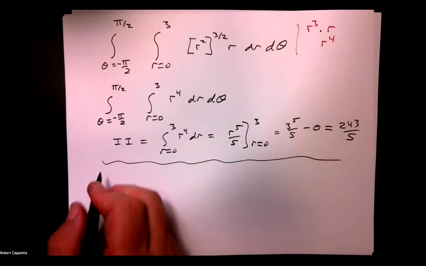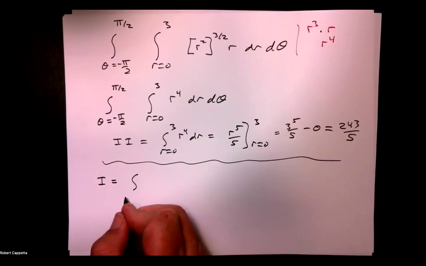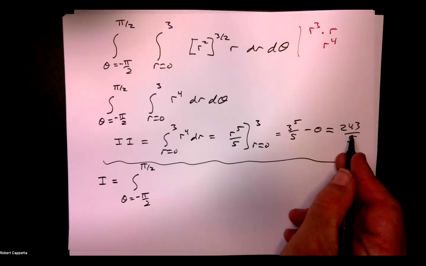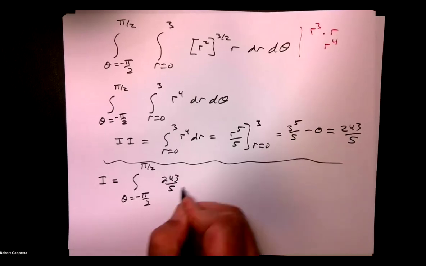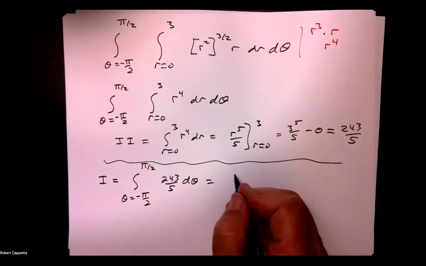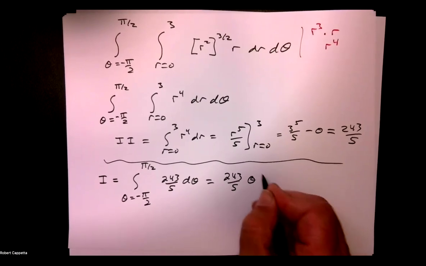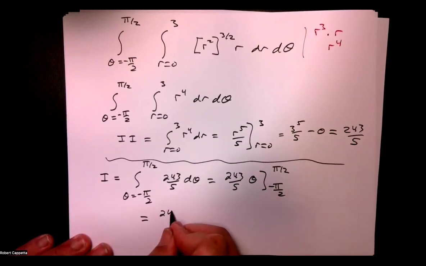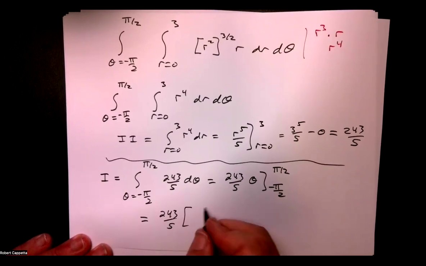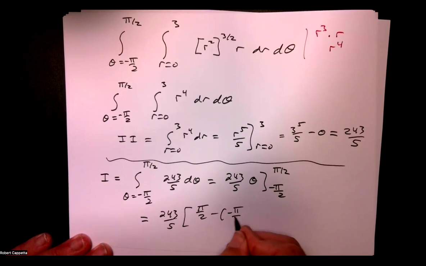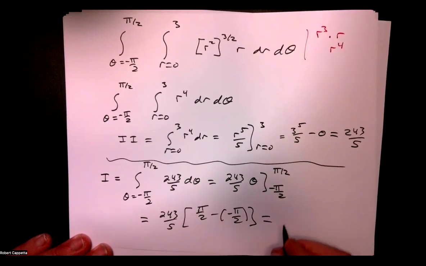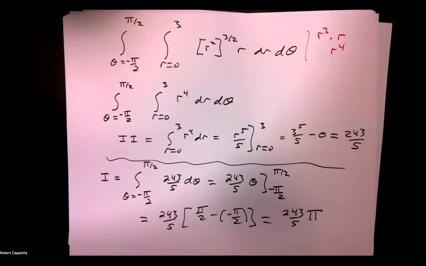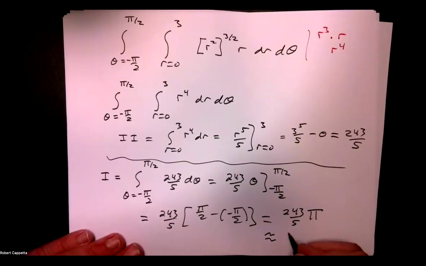Then continuing, we're going to go to our outer integral. So our outer integral is theta goes from negative pi over 2 to pi over 2 of our inner integral 243 over 5 d theta, which will be 243 over 5 theta evaluated from negative pi over 2 to pi over 2, which will be 243 over 5 times pi over 2 minus negative pi over 2, which gives me 243 over 5 times pi. This is approximately 152.681.